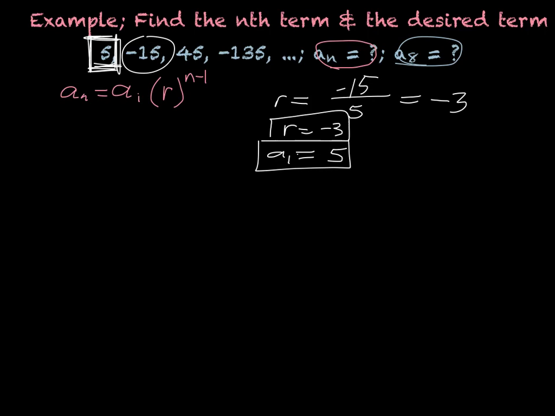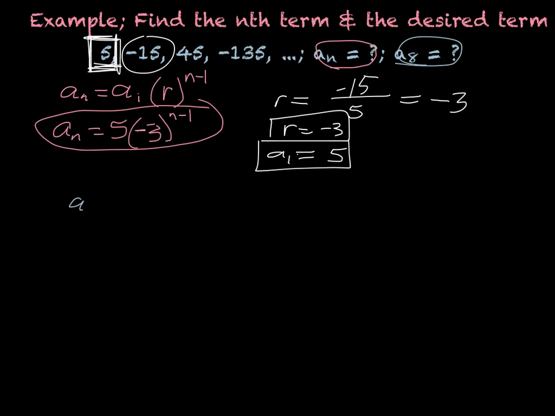So I fill those in. a sub n is equal to 5 times negative 3 to the power of n minus 1. And that's your nth term. Next we need to find a sub 8. So I need to put 8 in for n. So I have 5 times negative 3 to the power of 8 minus 1, which is going to equal 5 times negative 3 to the power of 7.